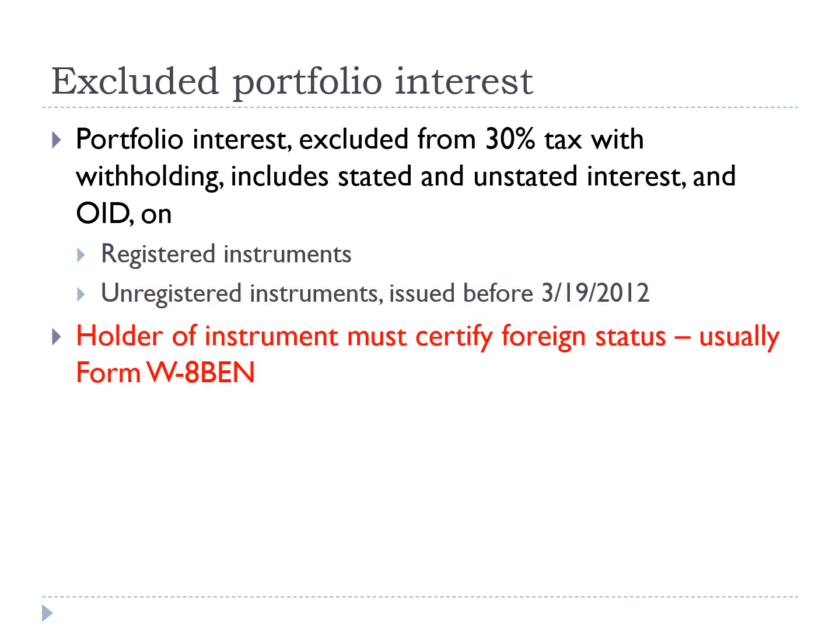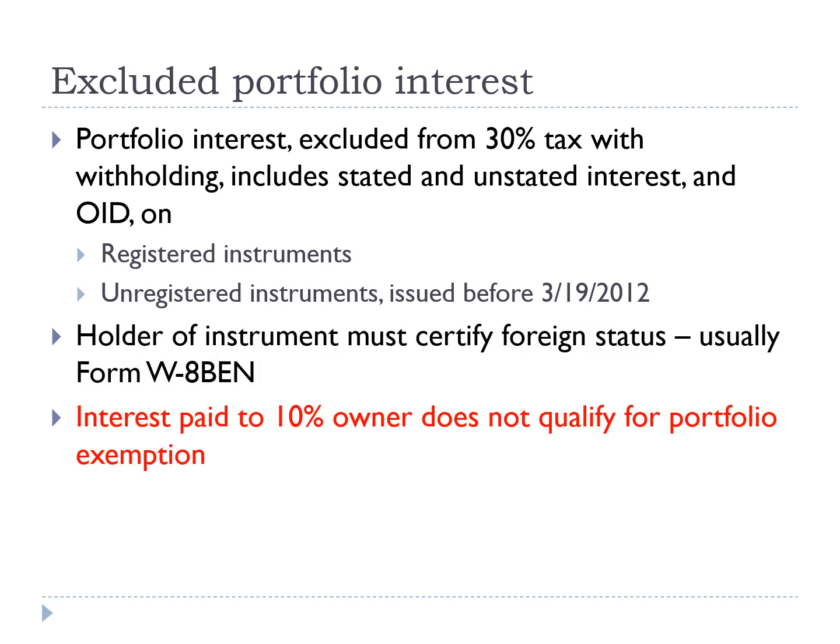To qualify for the exemption from tax, the holder must provide the borrower with a certification of foreign status, such as a Form W-8BEN. Form W-8BEN is discussed in Lecture 2-2.